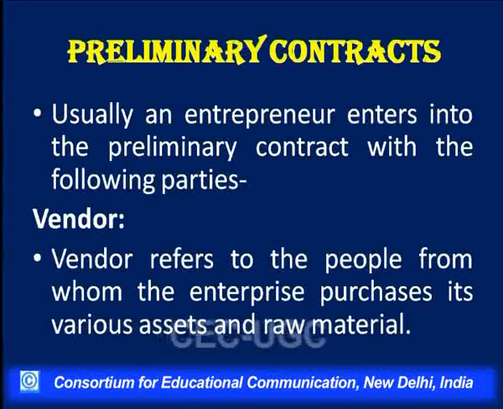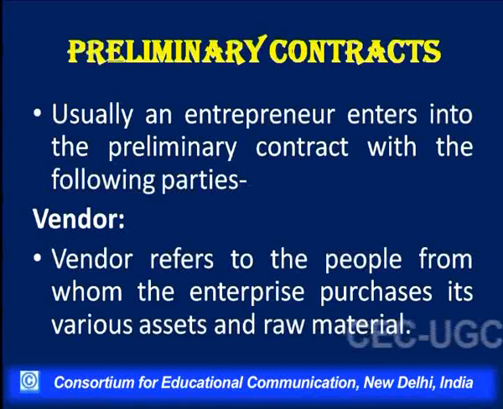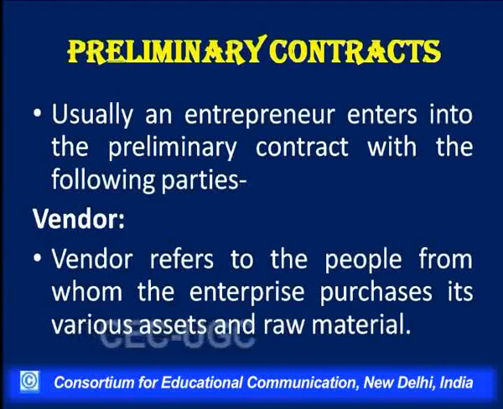Usually, an entrepreneur enters into the preliminary contract with the following parties. The first party is a vendor. Vendor refers to the people from whom the enterprise purchases its various assets and raw material. So, these are the preliminary contracts which are most important for the enterprise to start. Who are going to be the vendors? From where are we going to purchase the raw material, the fixed goods, the finished goods, the assets? These are very vital decisions because you have to see the cost factor, the market operating prices, and the massive discounts they are going to give you, etc.